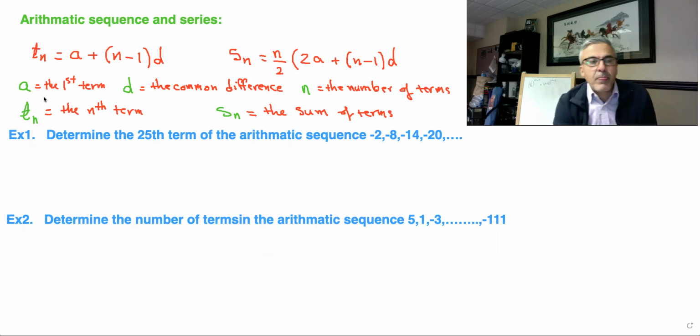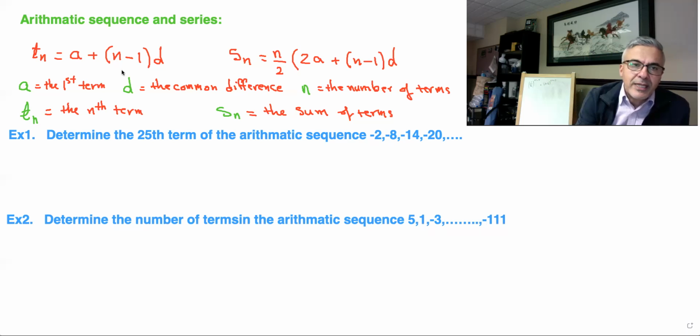So basically, the difference between a sequence and a series, everything is the same except if it's a sequence, you write a comma between the terms, and if it's a series, you write a plus in between the terms.